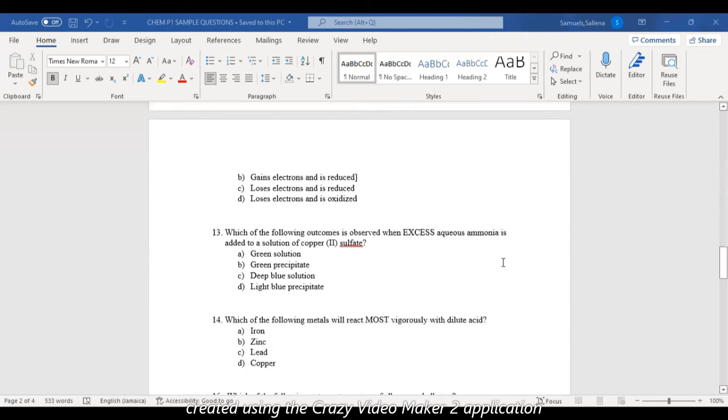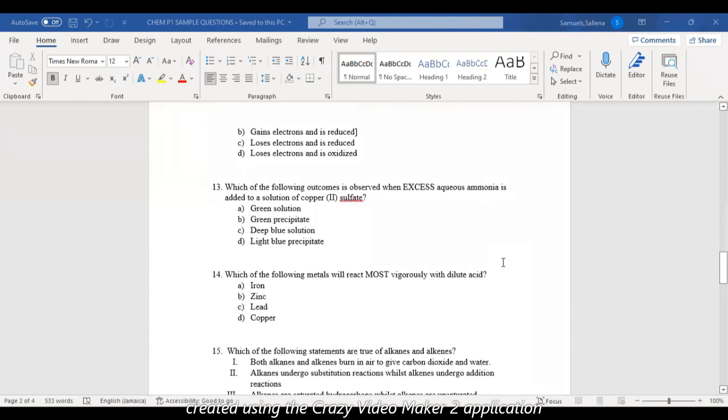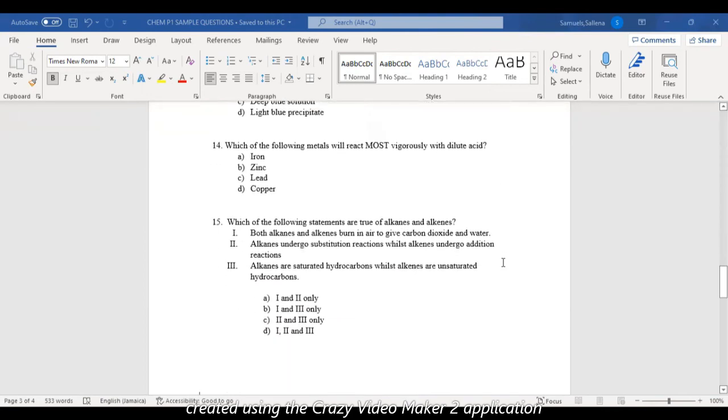Next question. Which of the following outcomes is observed when excess aqueous ammonia is added to a solution of copper 2 sulfate? The answer is the blue solution. Yes, copper 2 plus ions are blue. Which of the following metals will react most vigorously with dilute acid? The answer is zinc. Yes, metals normally react with acid to produce a salt of the acid and hydrogen gas.